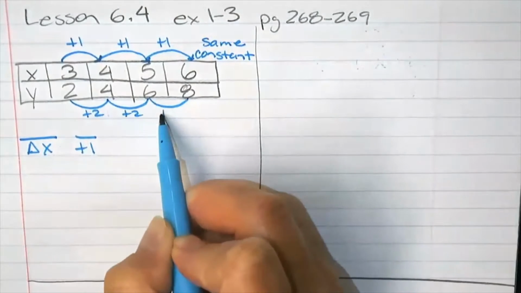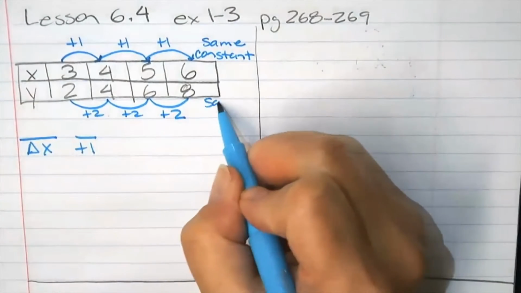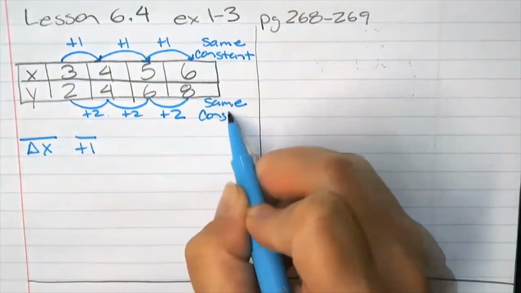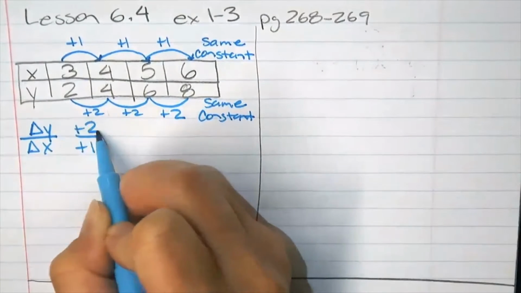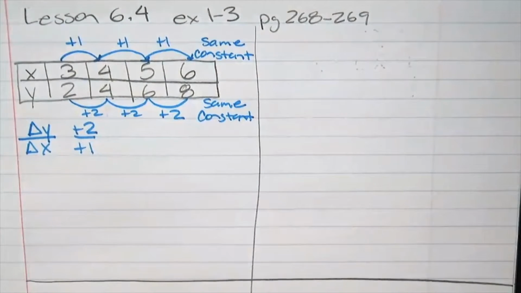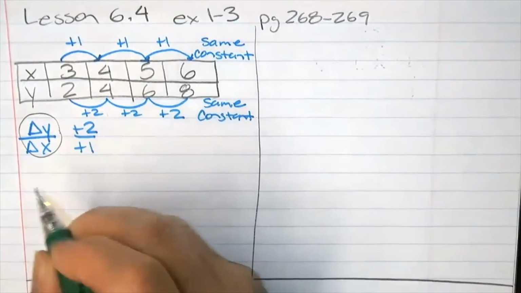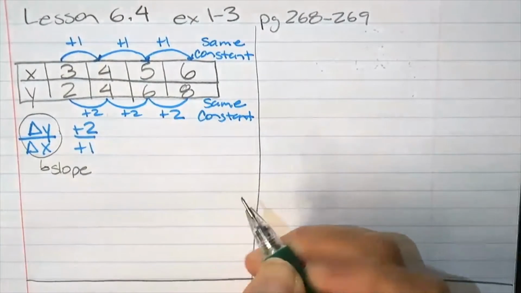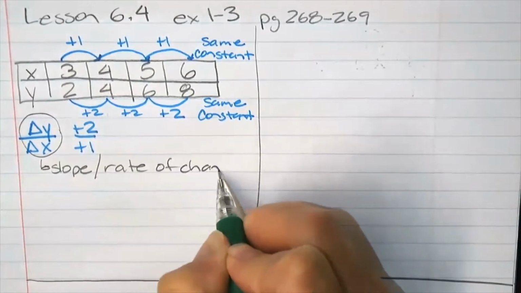+2, +2. My change in Y, my changes are the same. Therefore, they are constant. So my change in Y is constant. Now this should look familiar to you. Change in Y over change in X. This is known as the slope or the rate of change.